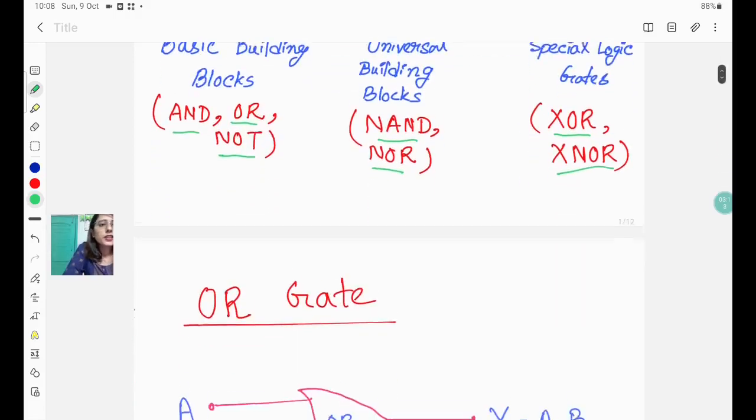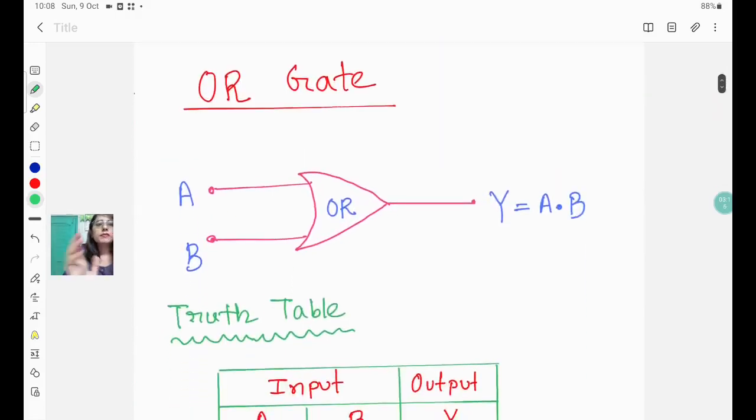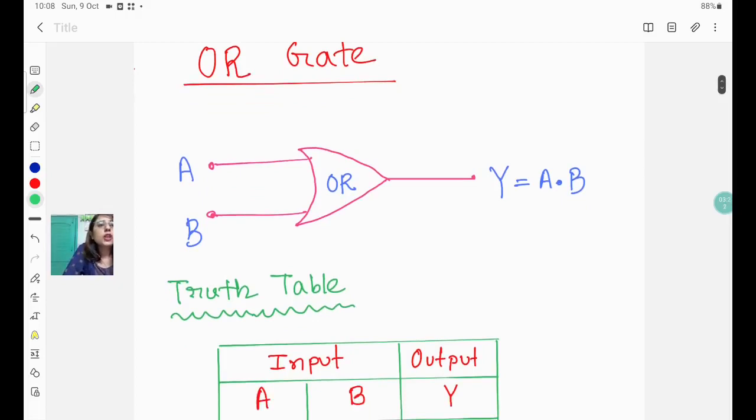Okay, so let's start. First of all, one of the basic building blocks is the OR gate. You can see the circuit symbol of the OR gate here. A and B are basically the inputs, and an OR gate has a minimum of 2 inputs. You can have 3-input OR gates also, but you need at least 2 inputs for an OR gate. And if y is the output, then y is equal to A plus B. This plus is the OR operator.